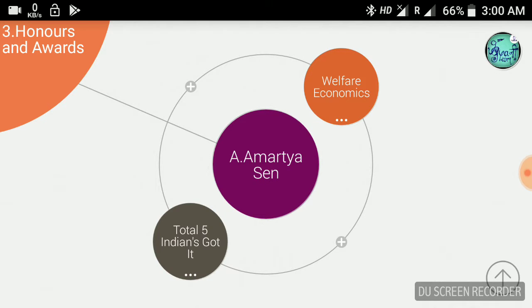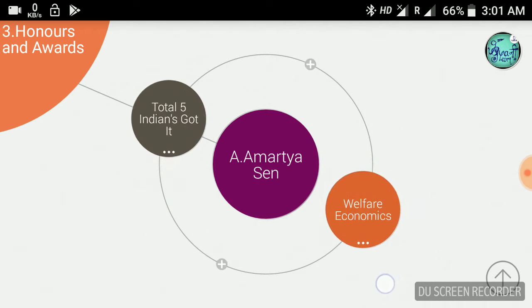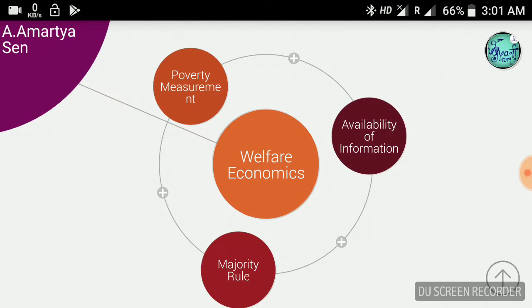And Amartya Sen got this award for his research on welfare economics, because welfare economics actually deals with, I'll just give you a rough idea, availability of information, then majority rule, and then poverty measurement.